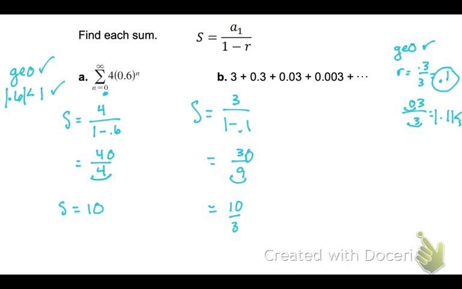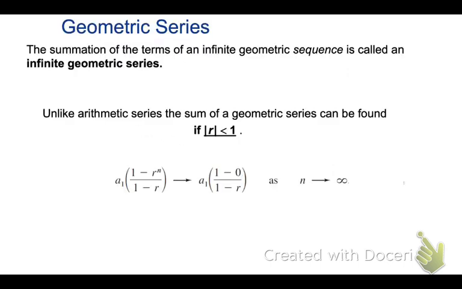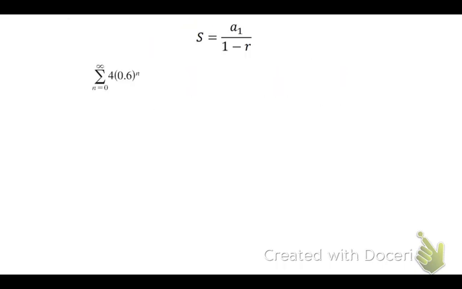That's it. So you got 2 formulas today. What's the name of this one? The sum of an infinite geometric. What's this one? The sum of a finite geometric. I'm pretty sure we finished the notes. Yep, that's it.